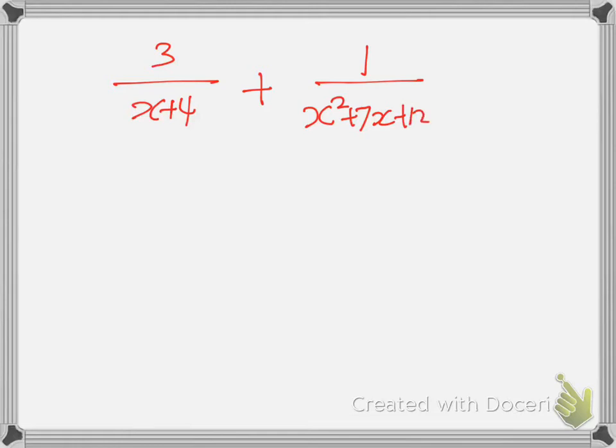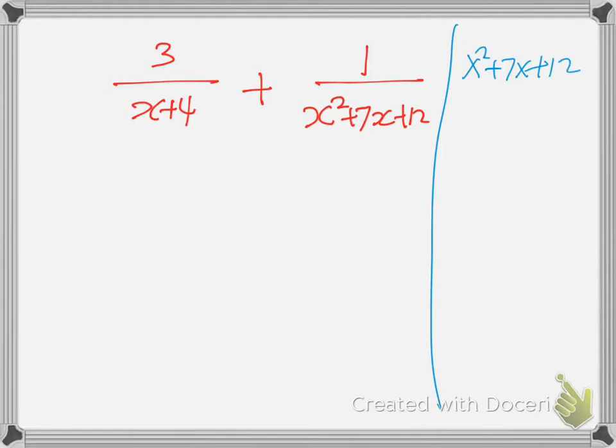So let's look at this example, right? 3 over x plus 4. I will try to make the numerator easier in the beginning. This is plus 1 over x squared plus 7x plus 12. Okay, so this is the harder case, the middle case, not the hardest case. So we need to factor the degree 2 part, because we need to find the LCD.